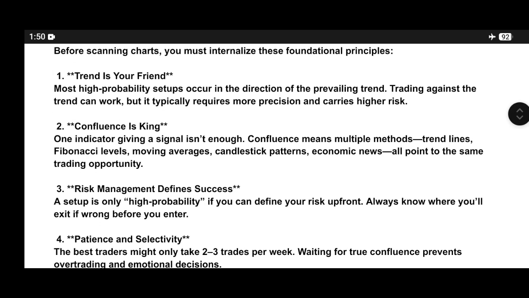Number one, the trend is your friend. Most high probability setups occur in the direction of the prevailing trend. Trading against the trend can work, but it typically requires more precision and carries higher risk.